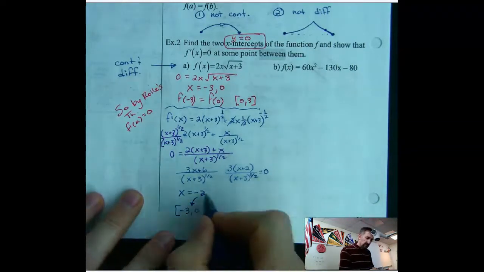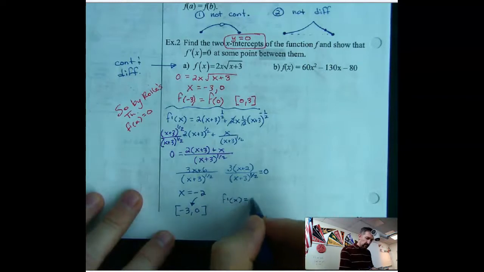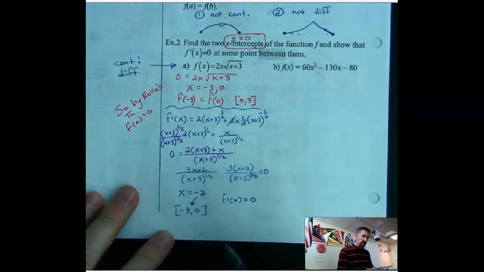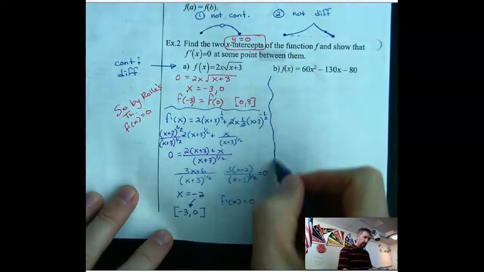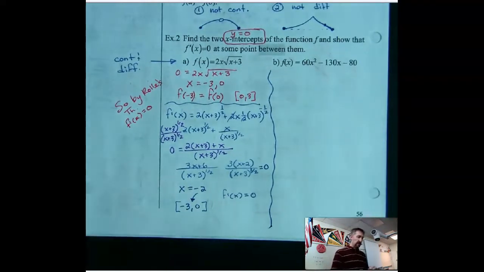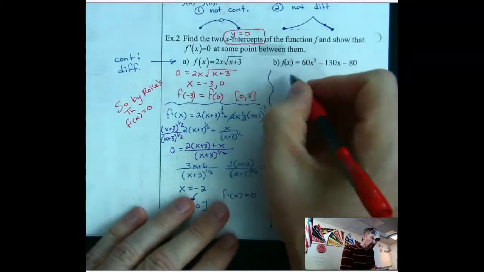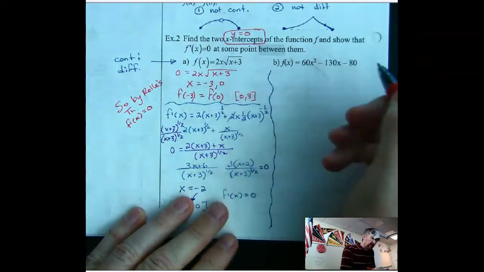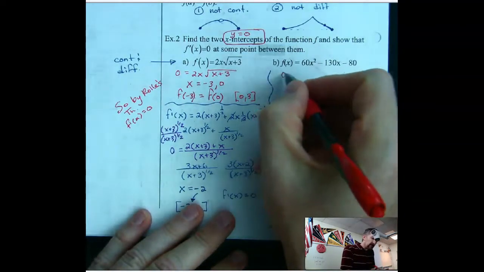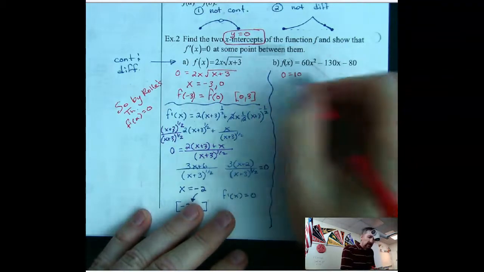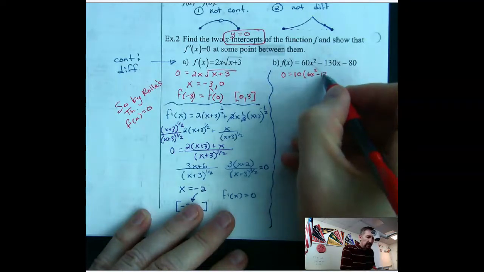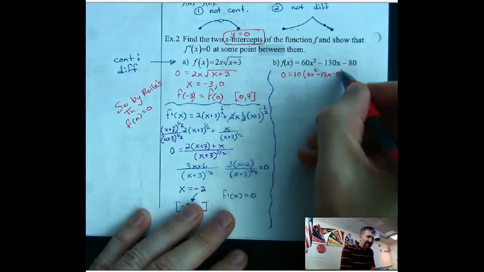Okay, so we just showed that f prime of x equals 0 for x equals -2 in that interval. All right, so let's try that again. So we're going to need to factor out of that. It looks like we can factor 10 out of there. I'm going to set that equals 0. We could just divide both sides by 10 right there, but that's 6x squared minus 13x minus 8.